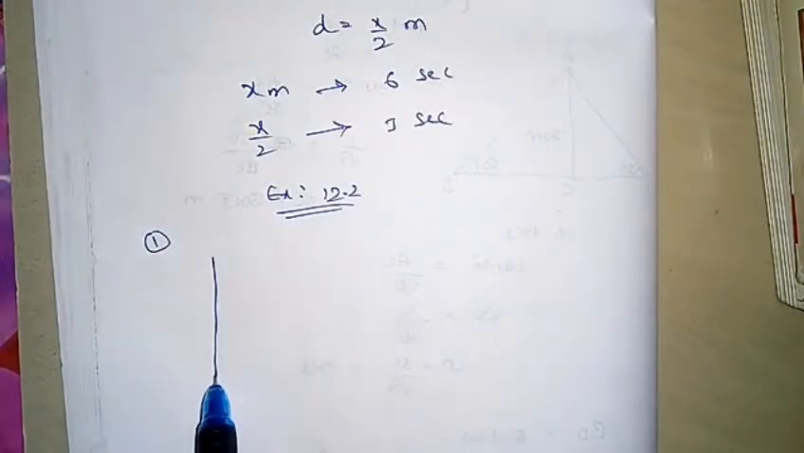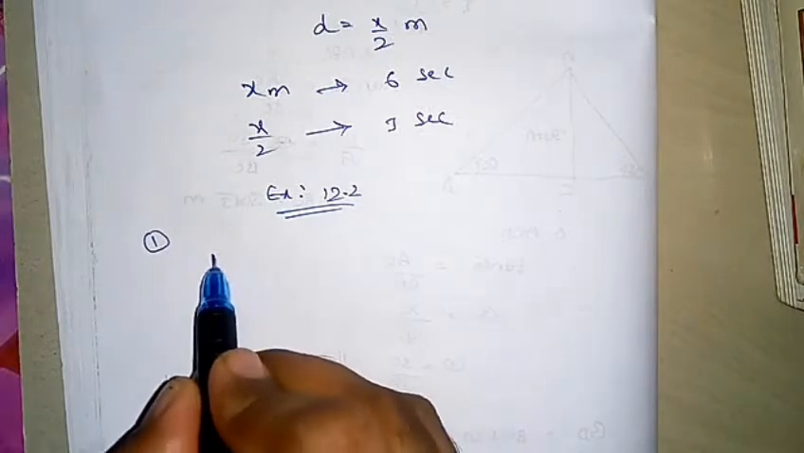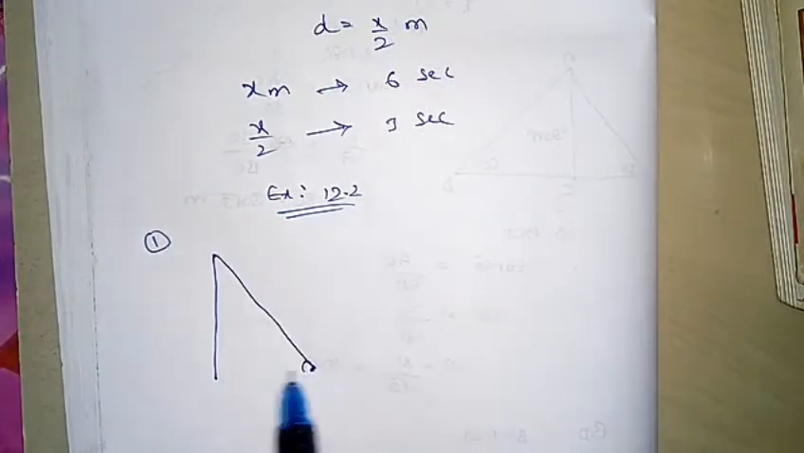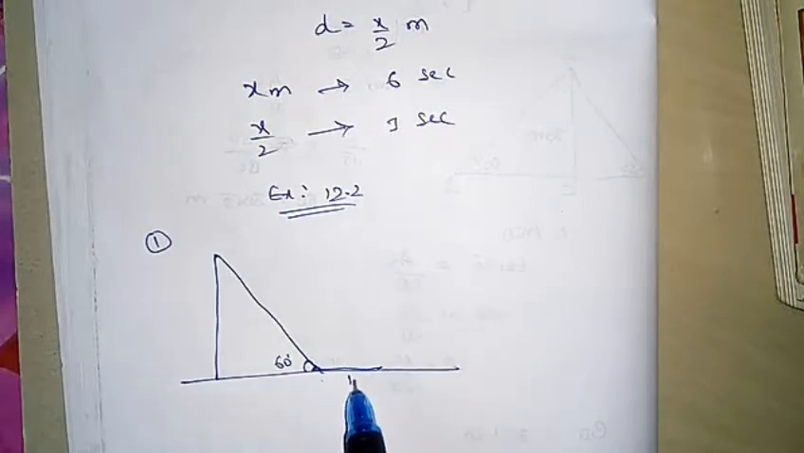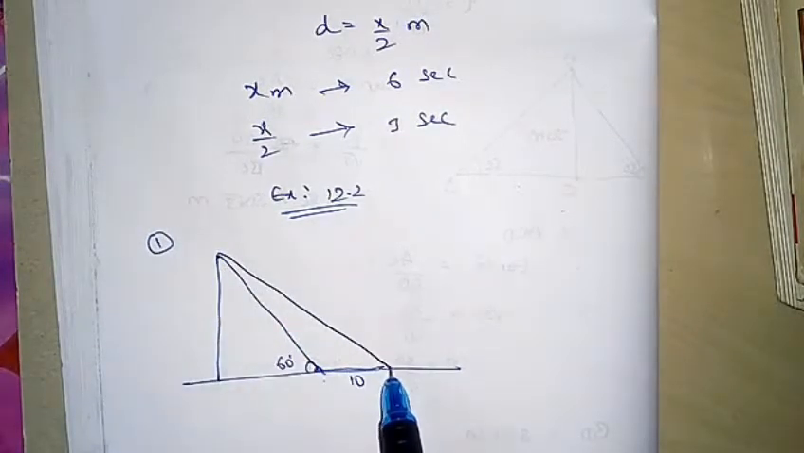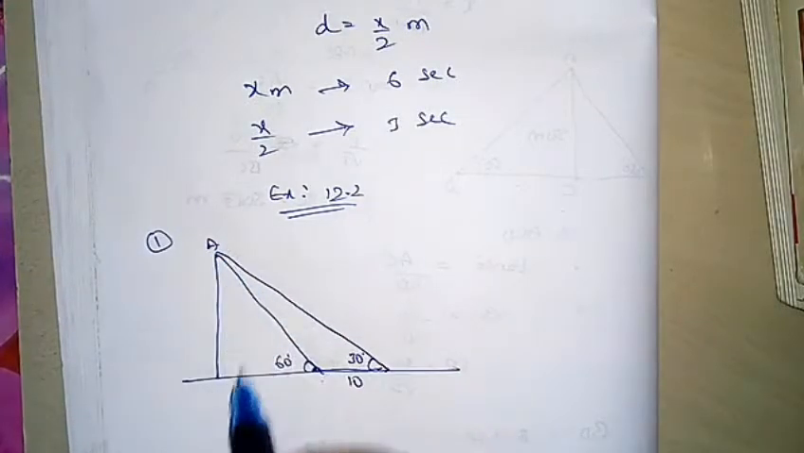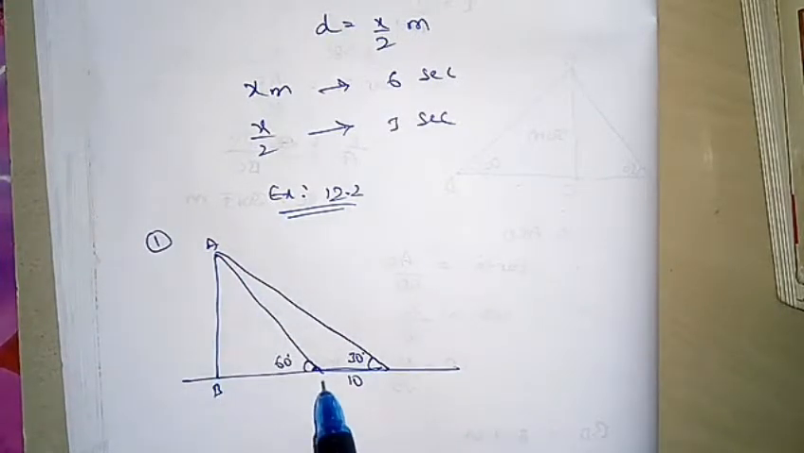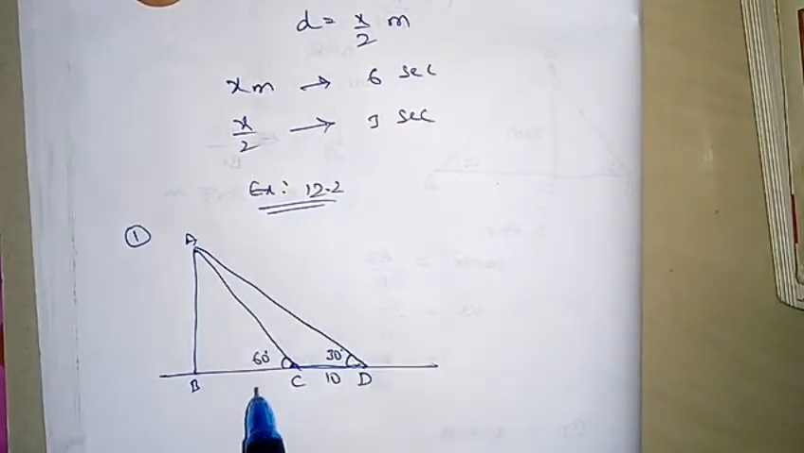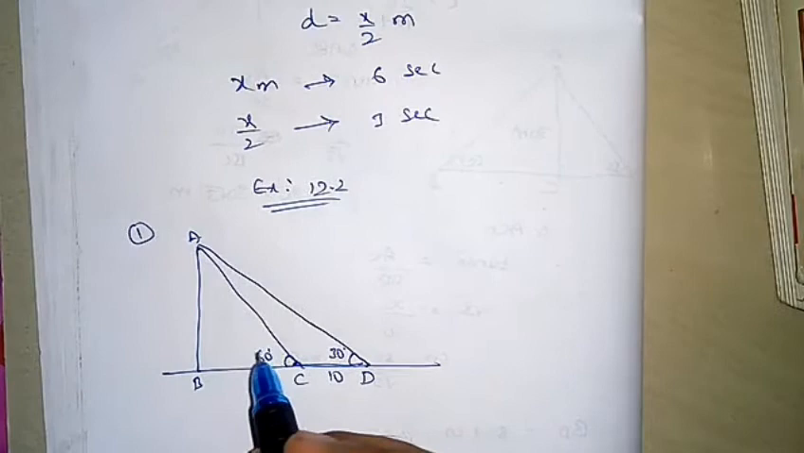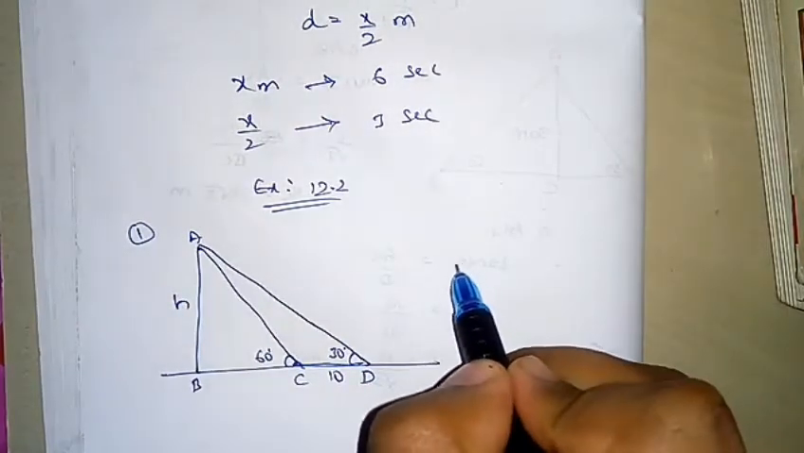So here is a tower at a distance somewhere here. The angle of elevation is 60. And if he moves 10 meters further, the angle of elevation decreases to 30 degrees. Let this be AB, BC, CD. Now let height be h.